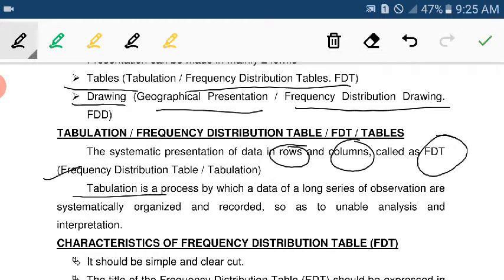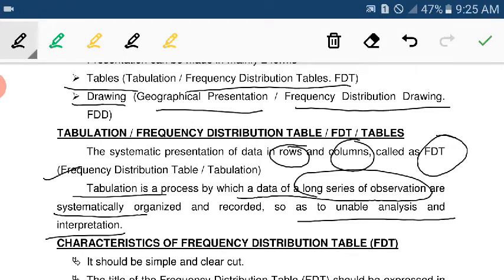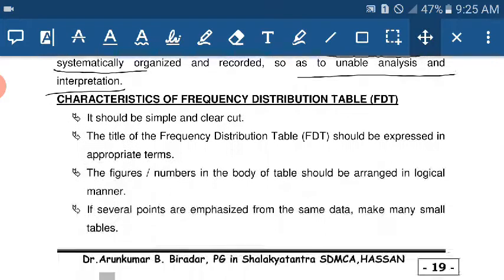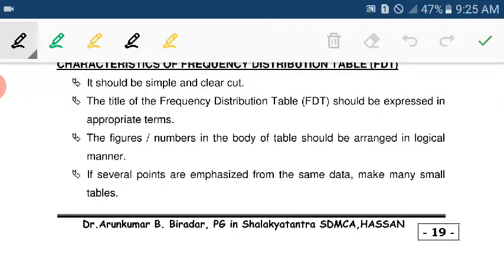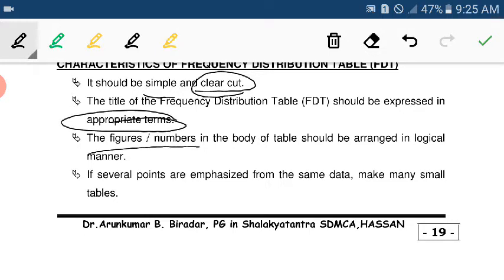Tabulation is a process by which data of a long series of observations is systematically organized and recorded so as to enable analysis and interpretation. Characteristics of the frequency distribution table: it should be simple and clear cut. The title of a frequency distribution table should be expressed in appropriate terms. Figures and numbers in the body of a table should be arranged in a logical manner.